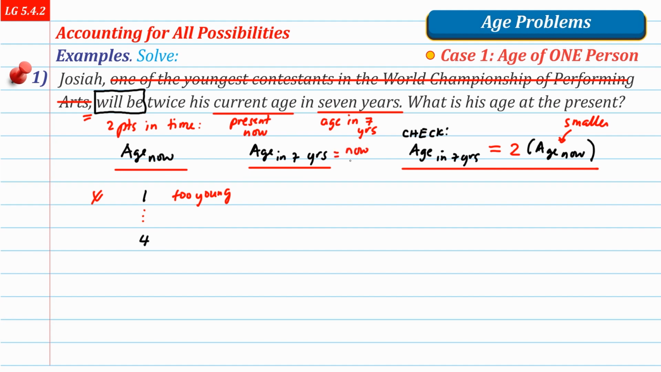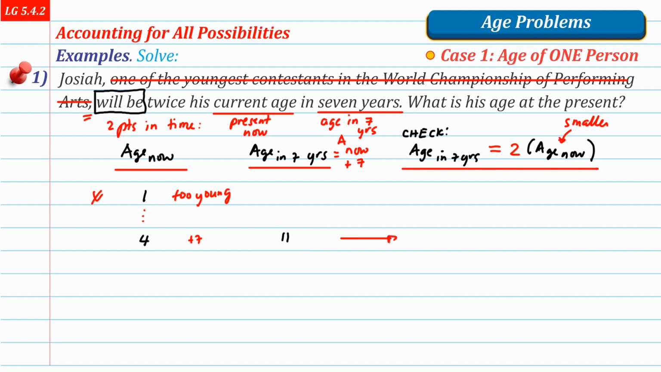It's now plus 7, di ba? Yung age niya now, plus 7. So, it's 4 plus 7, it's 11. Okay, so ito yung trial values natin because we should compare, take note, age in 7 years and age now.